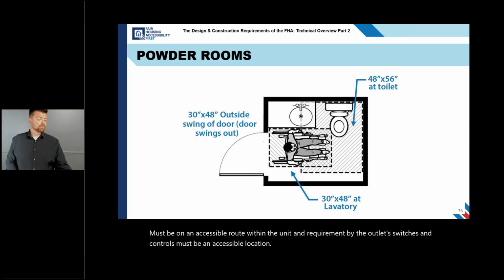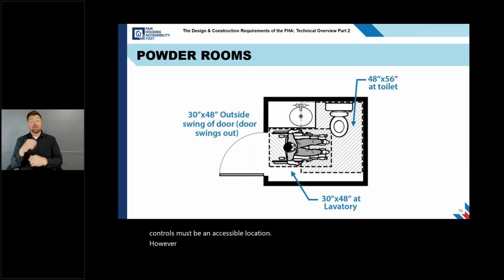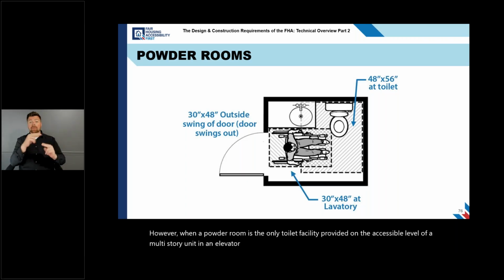However, when a powder room is the only toilet facility provided on the accessible level of a multi-story unit in an elevator building, it must comply with requirements 3, 4, 5, 6, and 7.